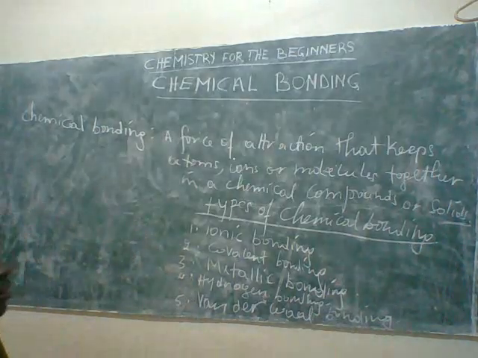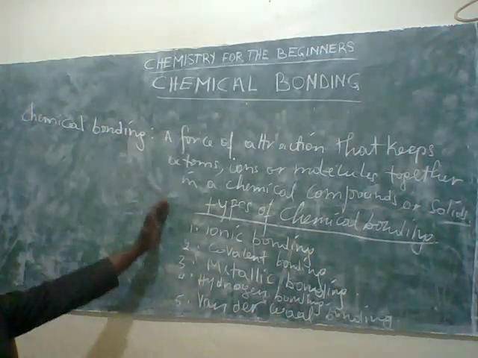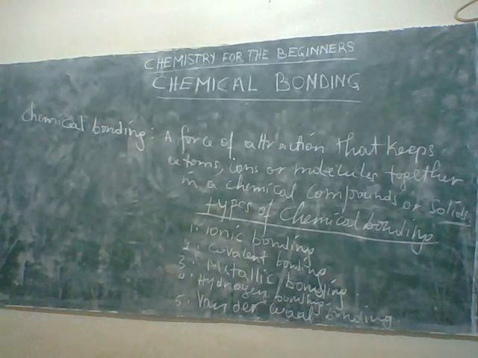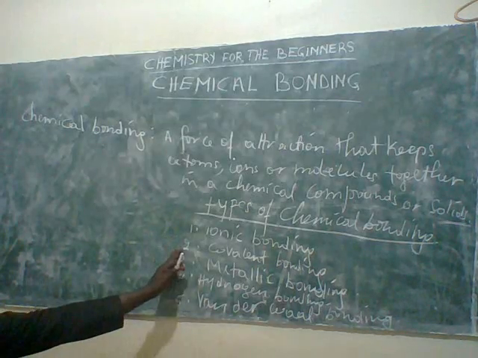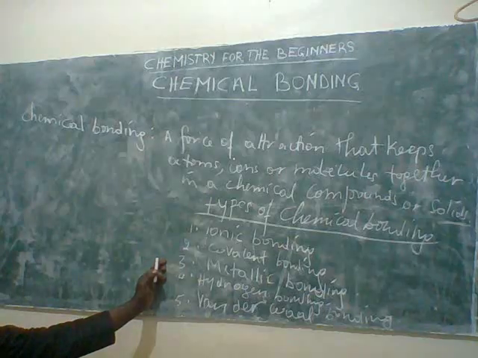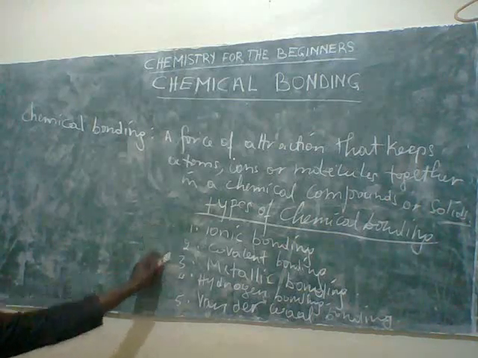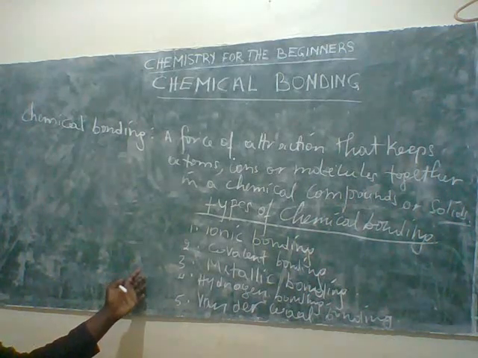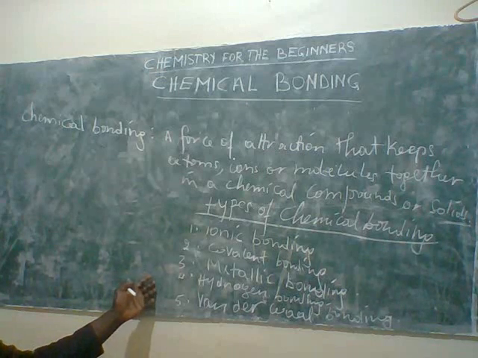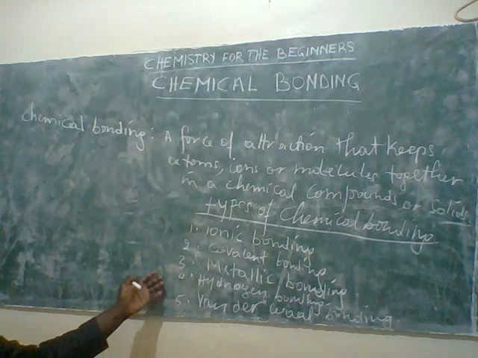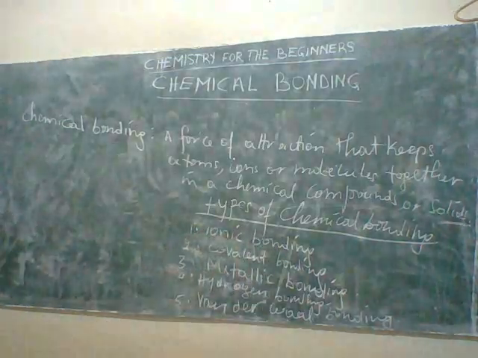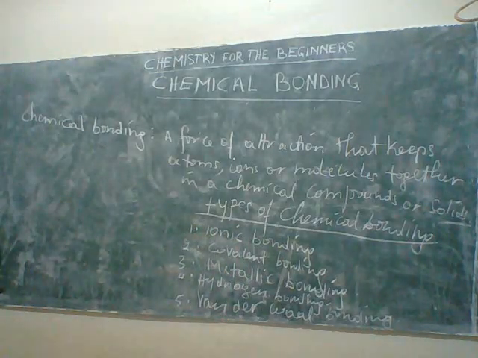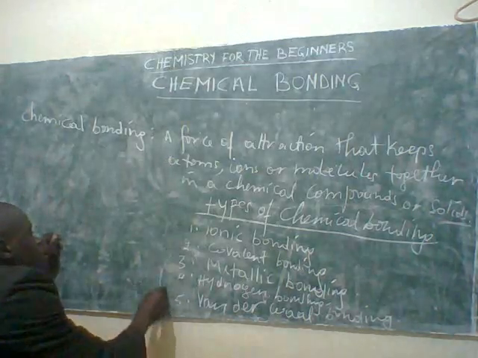These are the main 5 bonds that I can tell you here, that we can learn as beginners of chemistry. I am also telling you that each bond here can have subtypes.